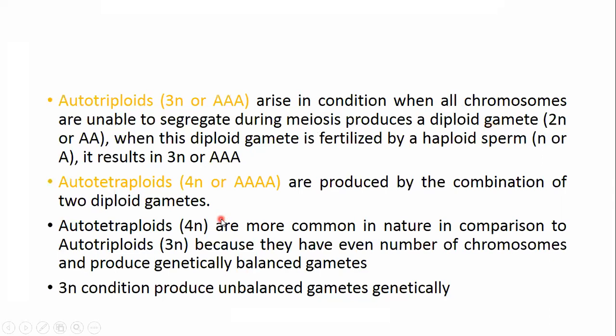These are produced by the combination of two diploid gametes. These are the gametes that carry two copies of all the chromosomes.